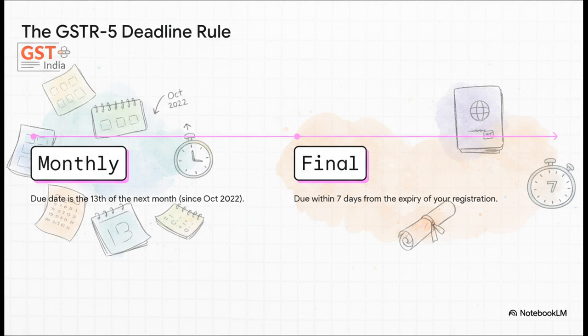You have 2 dates to watch. First, for any given month, your return is due by the 13th of the next month. And hey, quick heads up, this used to be the 20th, but it changed in October 2022, so make sure you're using the new date. The second date is your final deadline. That's due within 7 days of your registration expiring. Whichever of those 2 dates comes up first, that's your deadline.